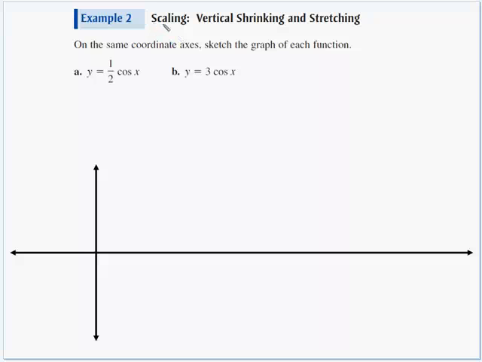So here in example 2, scaling, vertical, shrinking, and stretching. On the same set of coordinate axes, sketch and graph each function. And here we have the cosine function. Cosine has a period of 2 pi, so I'm going to come out here. This will be my end 2 pi.